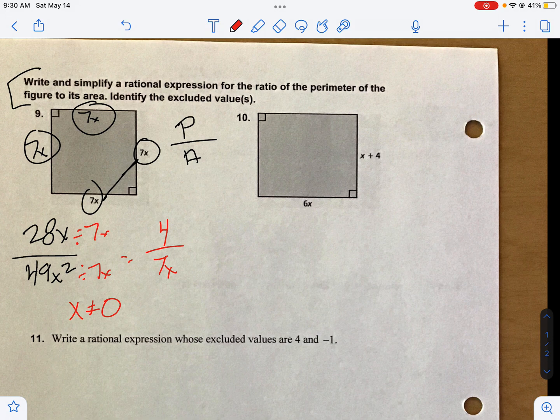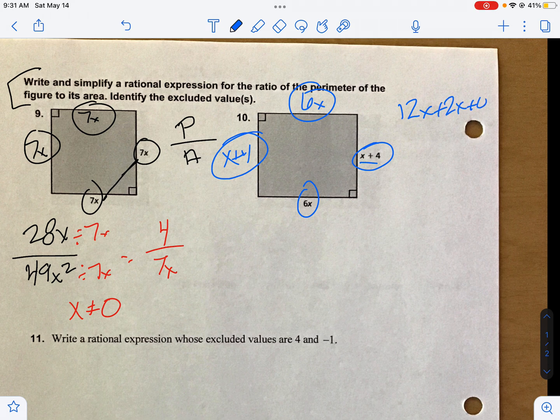Now number 10 was a little bit more difficult because we have this x plus 4. This side would also be x plus 4. This side would be 6x. So when we add this and this, we would get 12x. When we add this and this, we would have x plus x, so that would be 2x, and 4 plus 4 would give me 8. So our perimeter would be 14x plus 8.